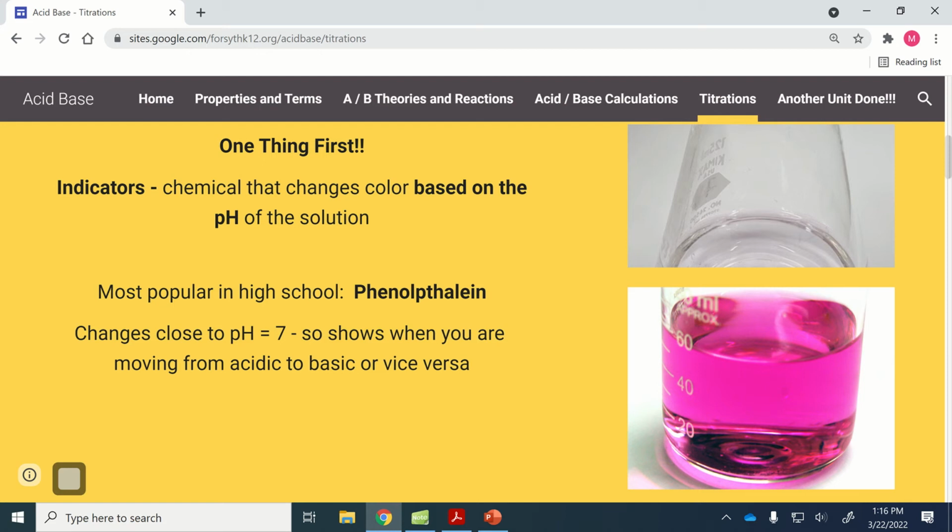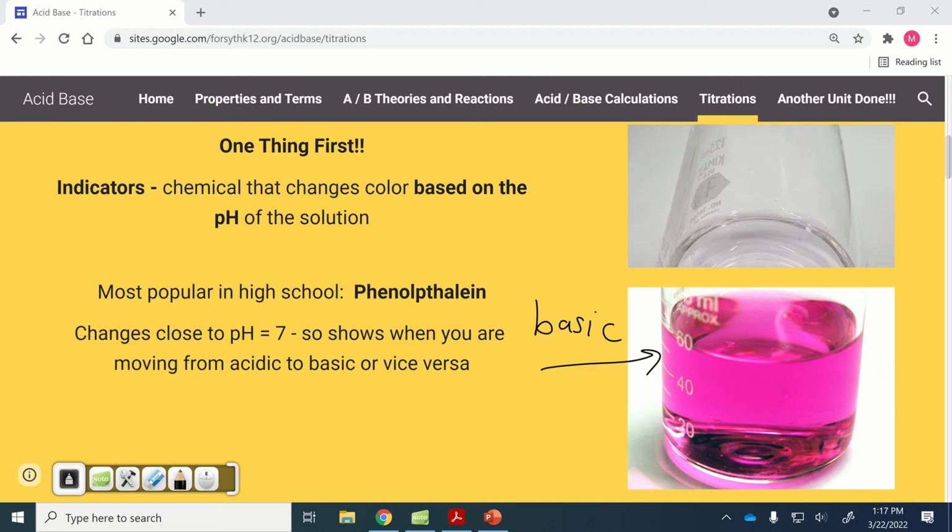We like to use phenolphthalein because it changes very close to a pH of 7, and it changes to that vibrant pink color. Some people say magenta. This is phenolphthalein in a basic solution. Phenolphthalein in an acidic solution is completely clear. That works out very nicely, where we can get that very nice color.